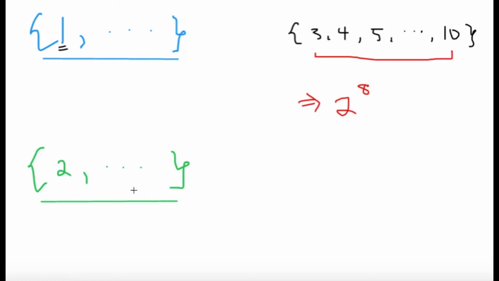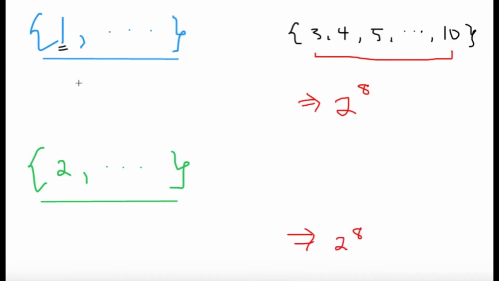Now we can do the similar for the second case. If our subset contains 2 and some other numbers, again we can choose none from these, we can choose 1 from these, and on and on until we can choose everything from these. So that's again equivalent to getting the number of subsets of this set. So similarly for this case, we would have 2 raised to 8.